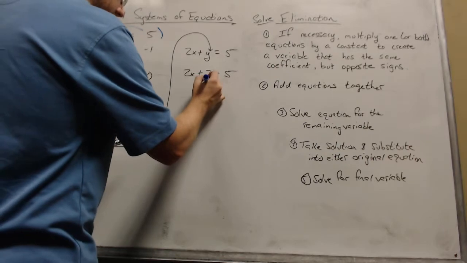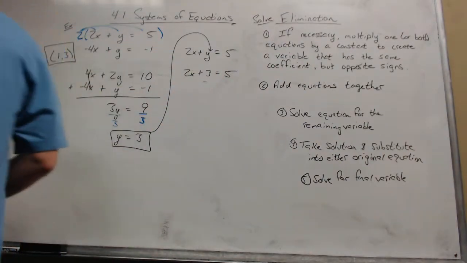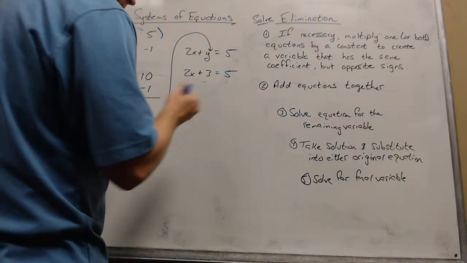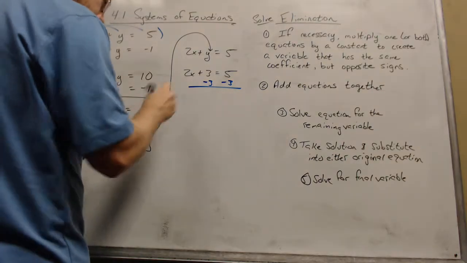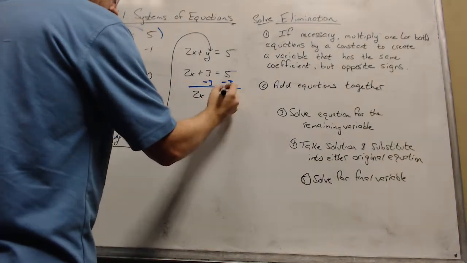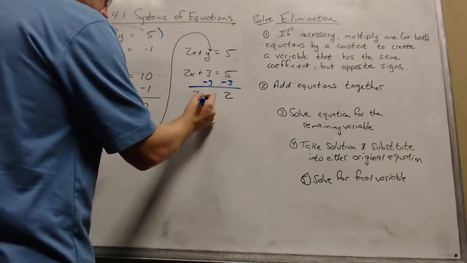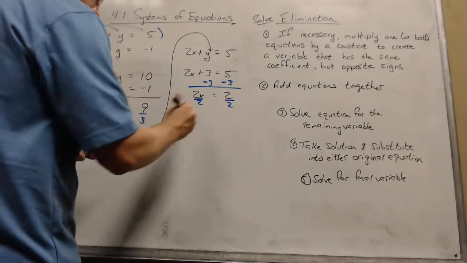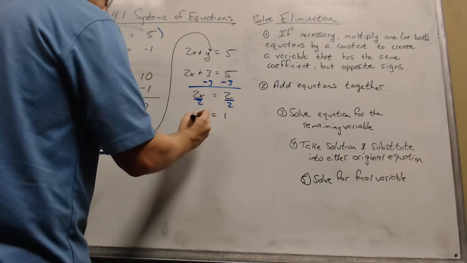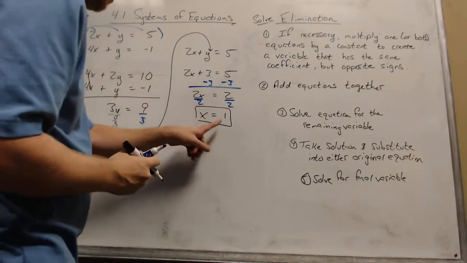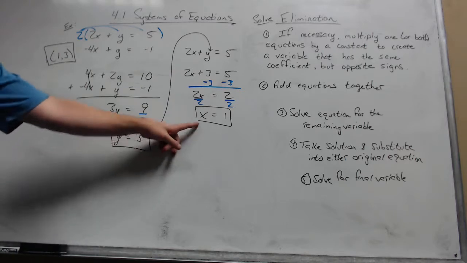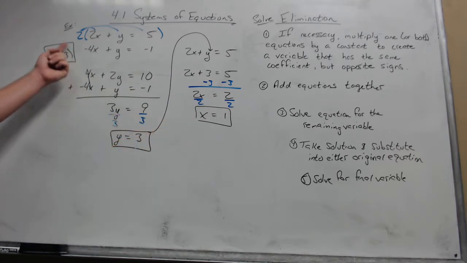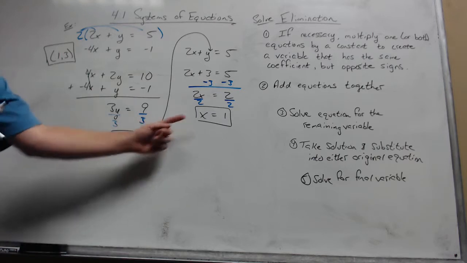So we can add a negative 3. This marker's not working. There we go. Add a negative 3 to both sides. Divide by 2. And we get an x value of 1. So again, 1, 3. You should always write your solutions as an ordered pair, and I'm sure MyMathLab reminds you of that as well, but we're solving for each variable independently and then collecting our answer here as an ordered pair. So 1, 3 works out.